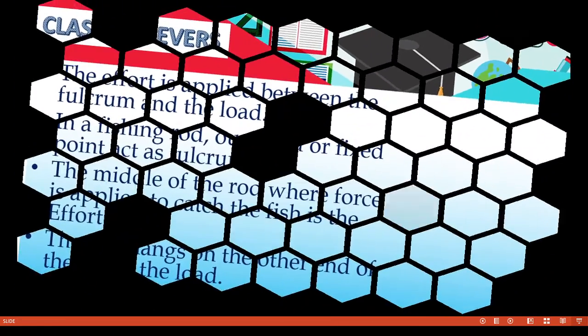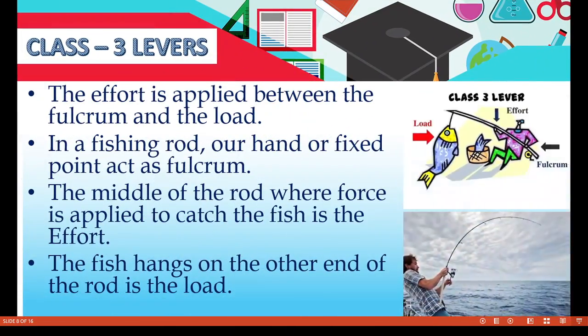Now we will pass on to class 3 levers. Here you look at this. Here the effort is applied between the fulcrum and the load. Already I told you effort is nothing but the external applied force on the machine, that is the lever, the simple machine. The fulcrum is the fixed point and the load will be an object.